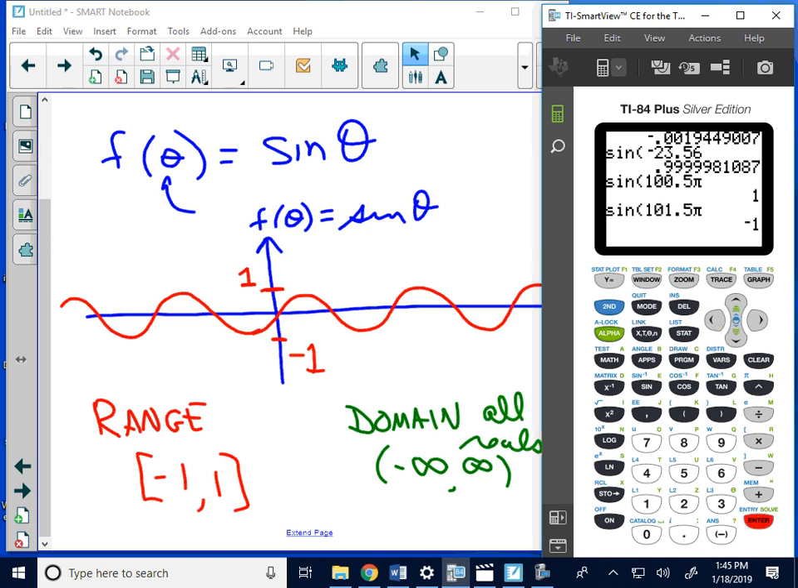That's a -1. Most of the time, if you just throw a random number in there, you're going to get some number between 1 and -1. This wave oscillates. Okay. How about even odd? Is this even or odd?